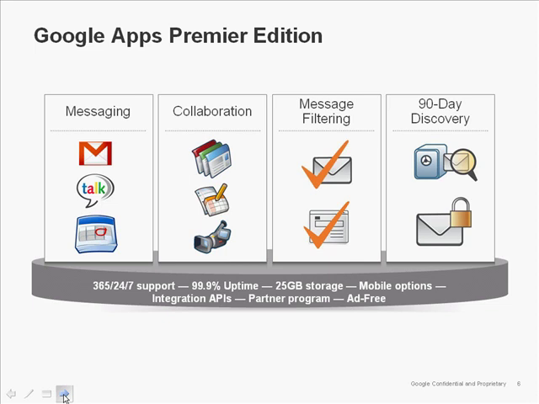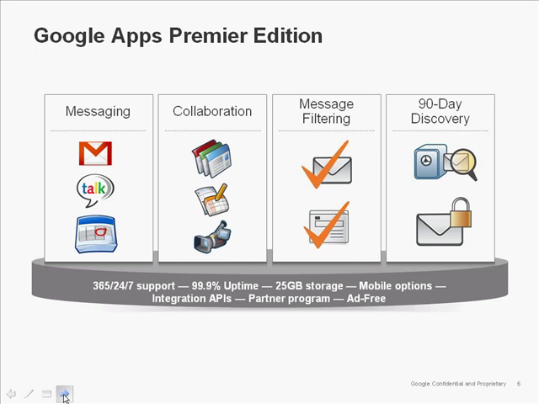And then in terms of our security, we have our message filtering and 90-day archiving service that you can activate with the Google Apps Premier Edition. And these services allow your IT administrator to instill a lot more control in terms of the inbound and outbound messages for your company so that your company is able to comply with corporate or regulatory messaging compliance policies and such.